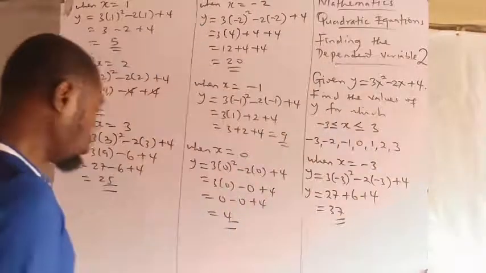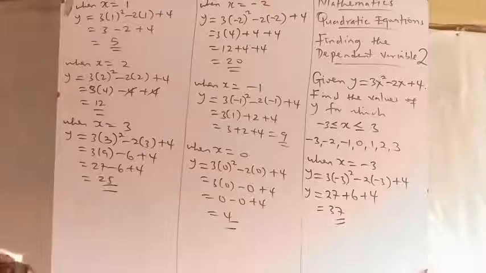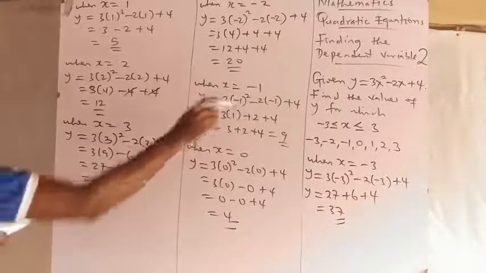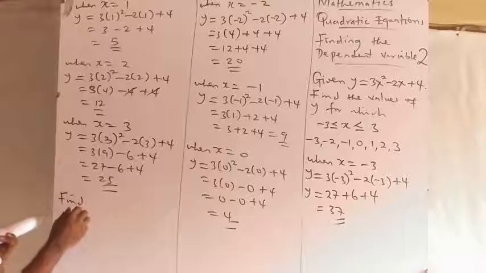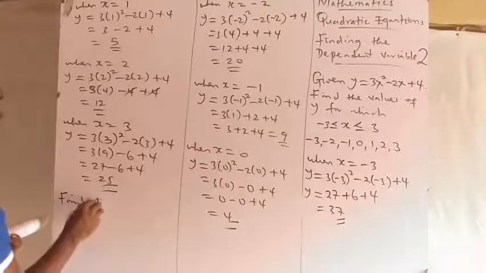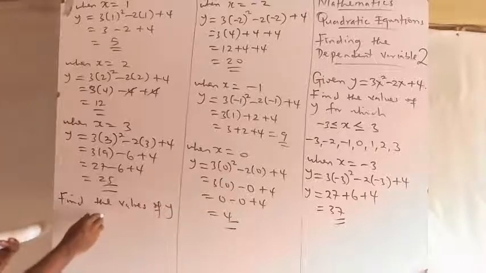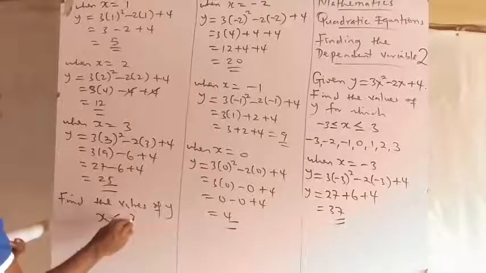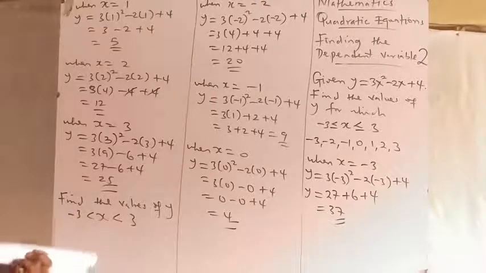So I will give you this to do yourself. Find this yourself using the same equation. Find the values of y for which x is less than 3, greater than minus 3. Find the values of y, and if you're done, forward them.